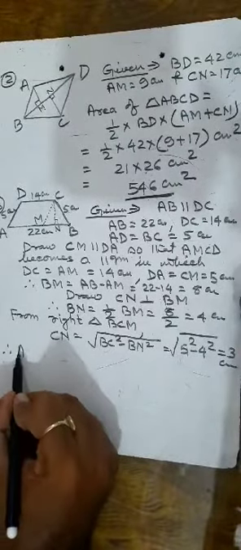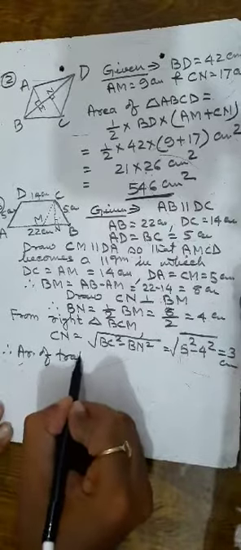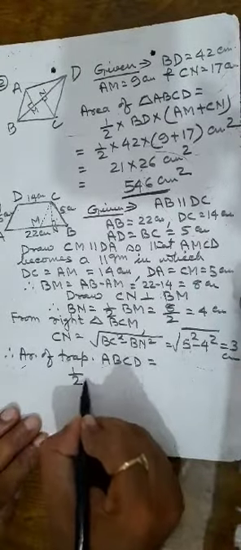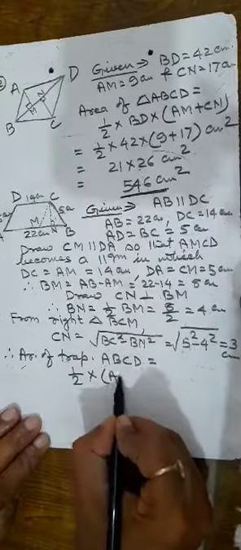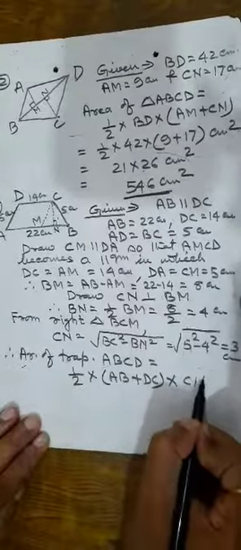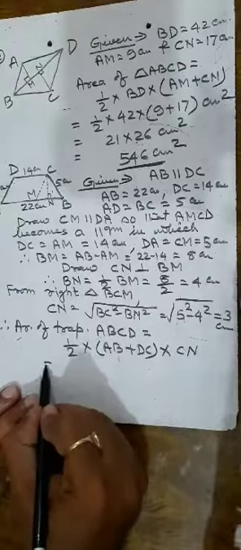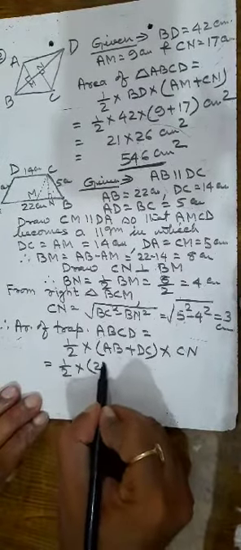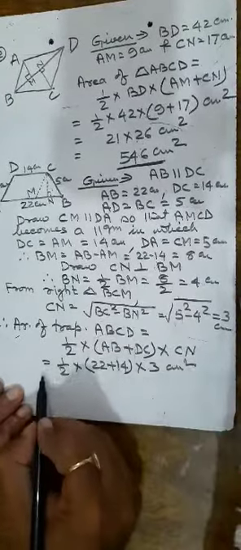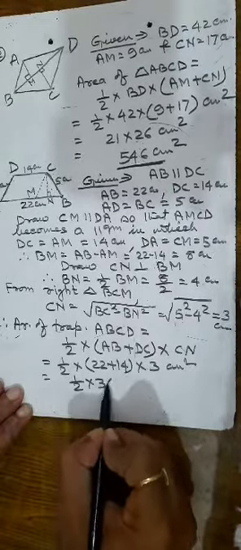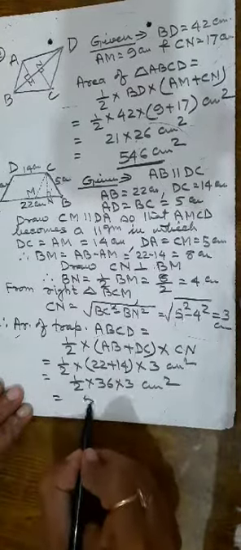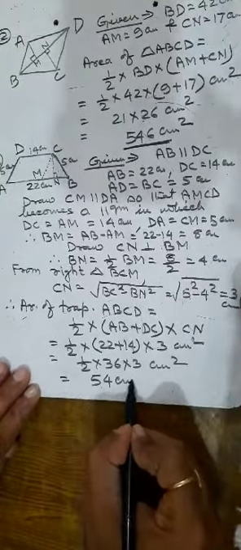Hence, area of trapezium ABCD is equal to 1 by 2 into sum of parallel sides AB plus DC into distance between parallel sides CN. It is equal to 1 by 2 into 22 plus 14 into CN 3 centimeter square, 1 by 2 into 36 into 3 centimeter square, 54 centimeter square area of trapezium.